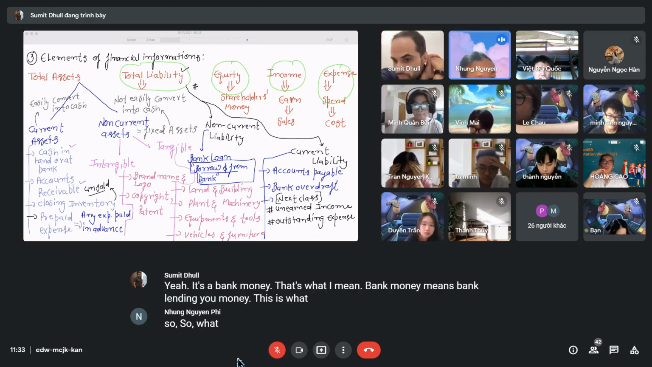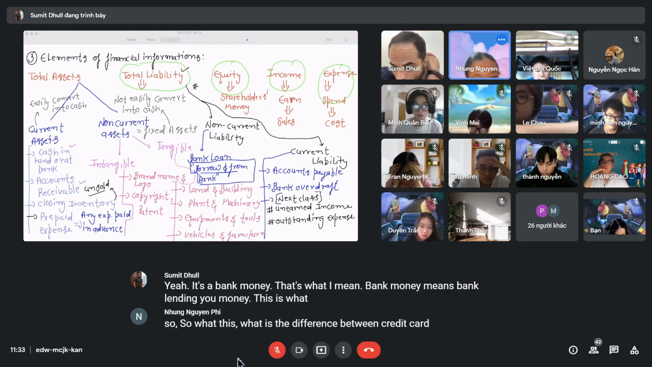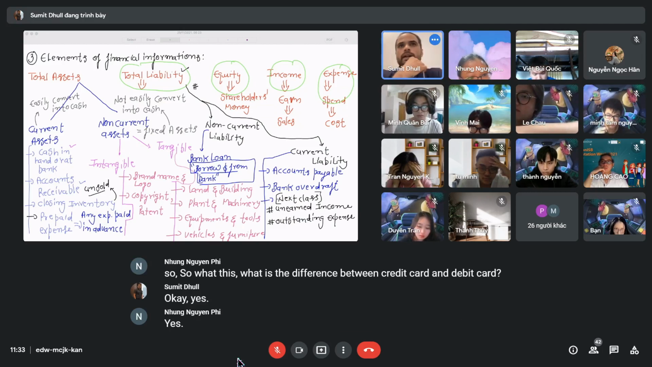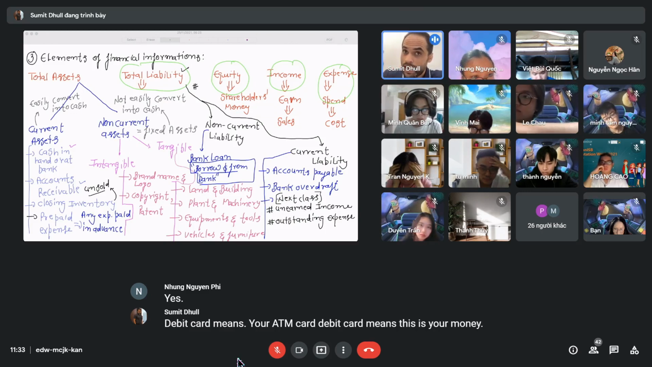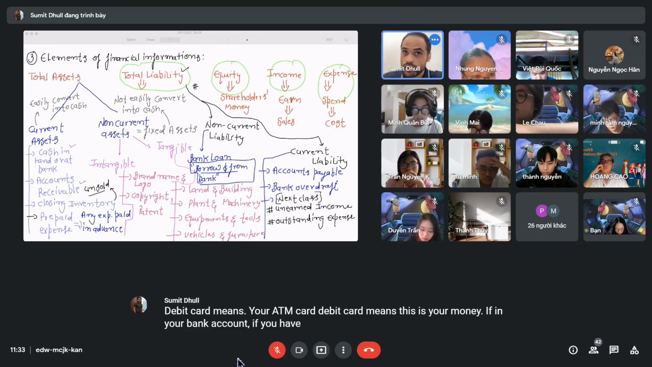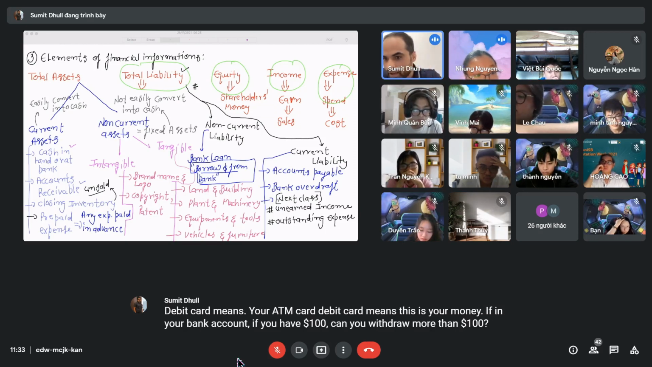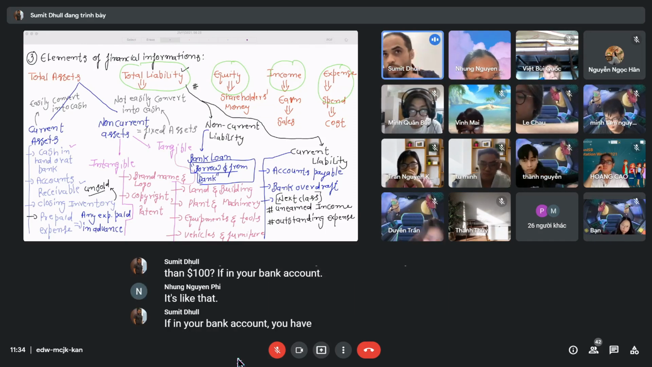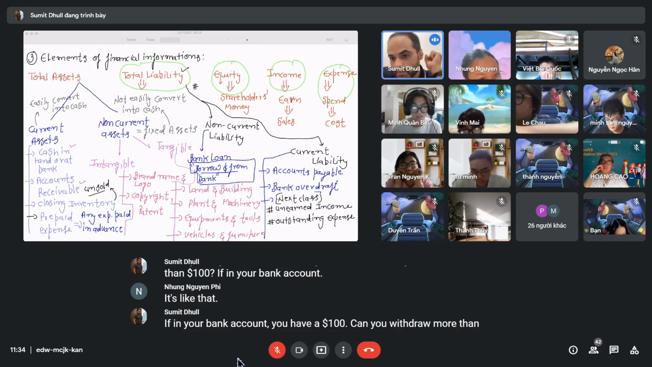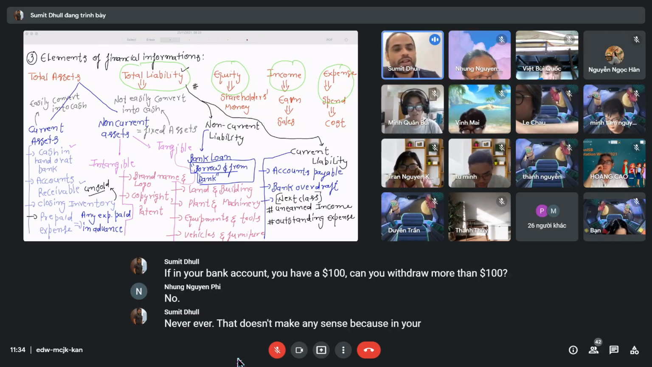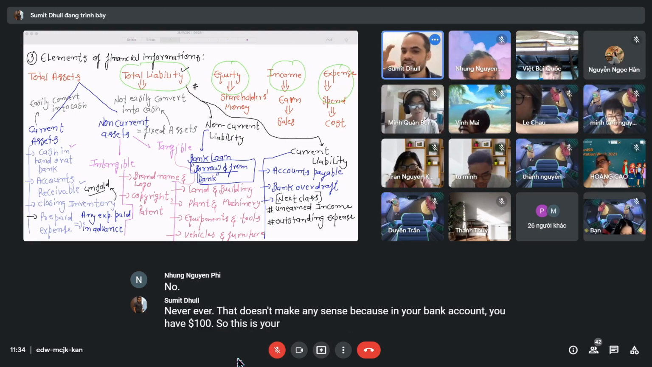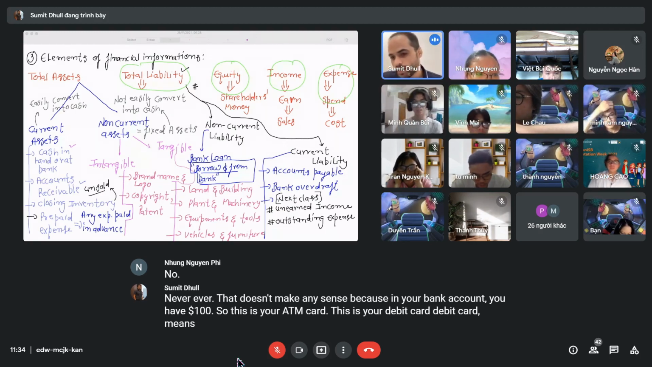So what is the difference between credit card and debit card? Debit card means your ATM card. Debit card means this is your money. If in your bank account you have $100, can you withdraw more than $100? No. Never ever. That doesn't make any sense because in your bank account you have $100. So this is your ATM card. This is your debit card.